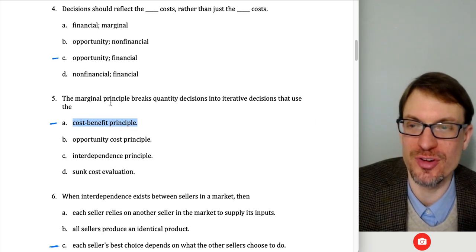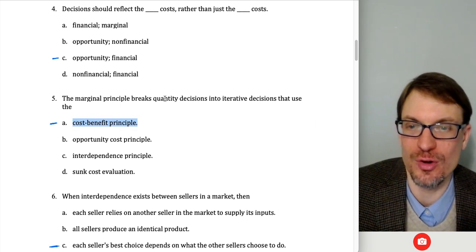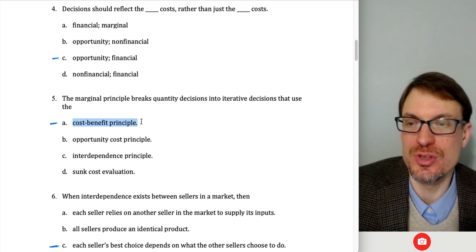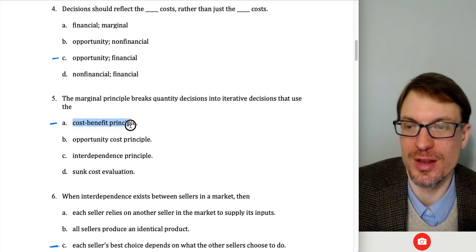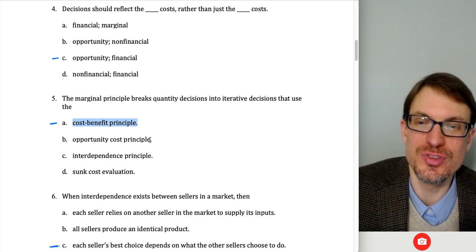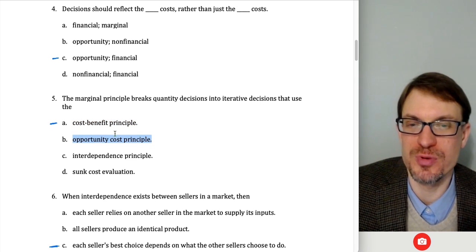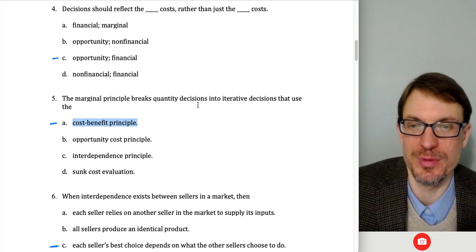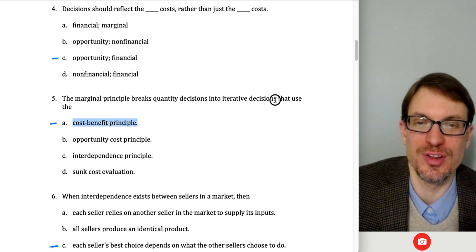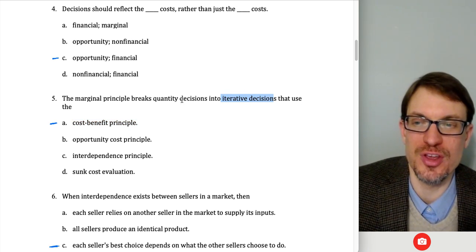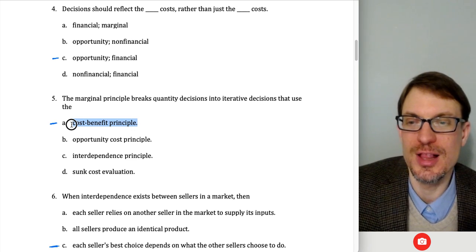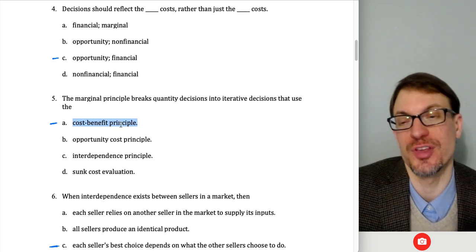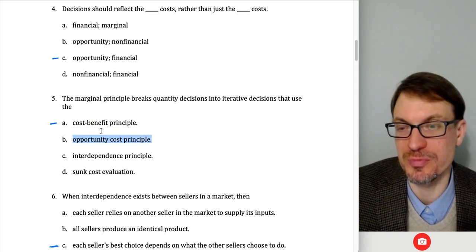So this is what I was mentioning a second ago. The marginal principle breaks down quantities, and then we use the cost-benefit principle, right? Yes, you would have used the opportunity cost principle, but the best answer here is the cost-benefit principle, because these iterative decisions, literally the decisions, involve the cost-benefit principle. Assessing the cost involves the opportunity cost principle.